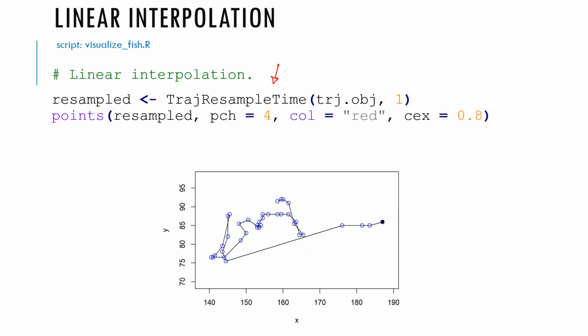We can use the trajectory resample time function to perform linear interpolation. We need to pass the original trajectory object. This function will return a resampled version of the trajectory, including the resampled data points. If we print the newly created resampled version of our trajectory, we will get something like this. Here we can see that the newly created points are being plotted here.